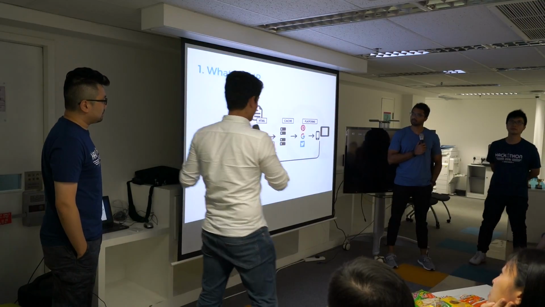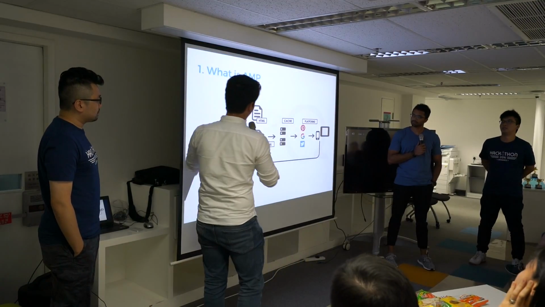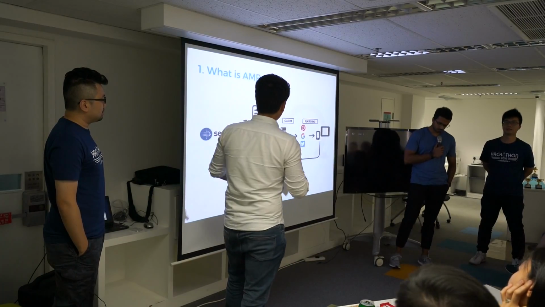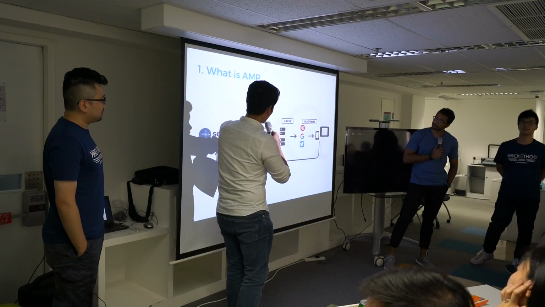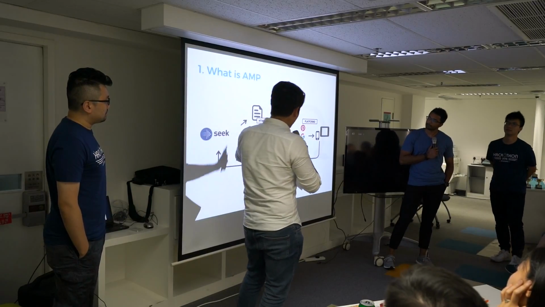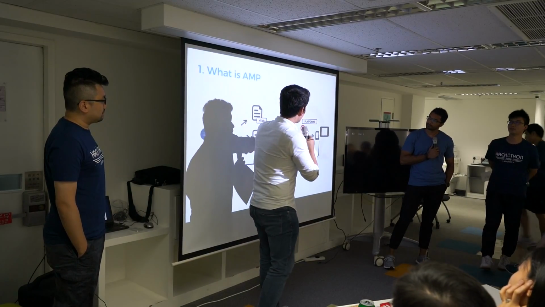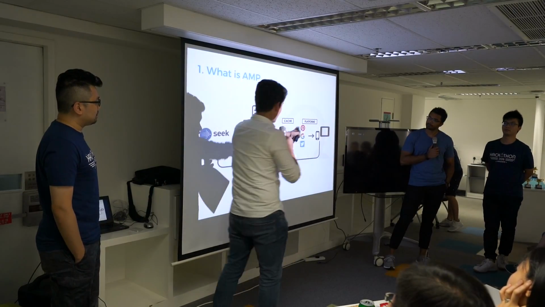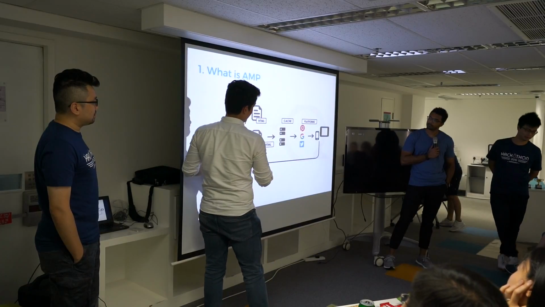So how does it work? We have Seek Asia here. Seek Asia creates the AMP page for the normal job ads. So we will have your normal job ad and you will have your AMP version. The AMP version is going to be cached in Google, then go to the distribution platforms, then the end user. This little return arrow here is the analytics part.